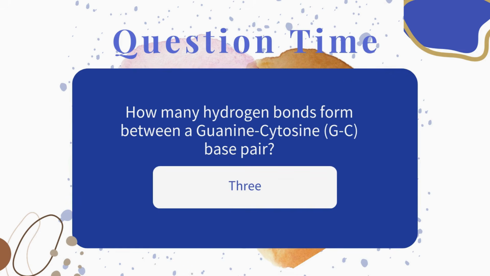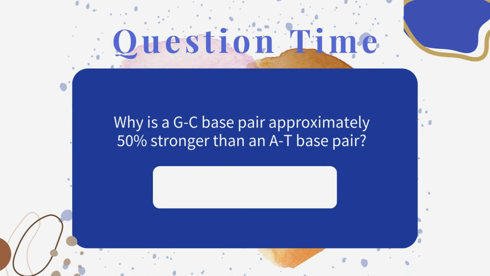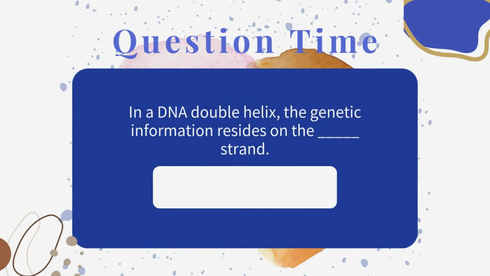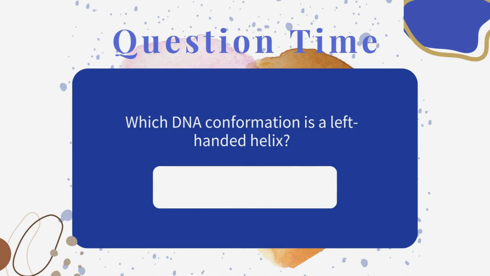Well done, guys. Let's keep going. Why is a GC base pair approximately 50% stronger than an AT base pair? Because it contains 3 hydrogen bonds while AT has 2. In a double helix, the genetic information resides on which strand? Template or sense strand. Which DNA conformation is a left-handed helix?